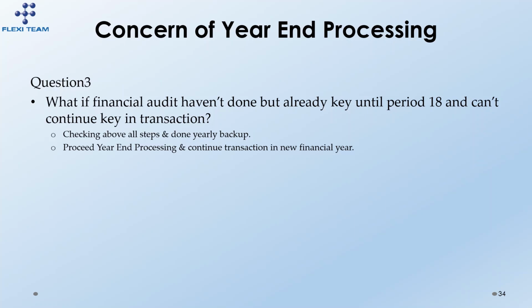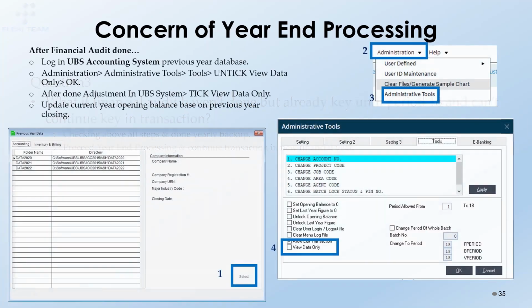After selecting, choose Administration, click Administrative Tools, select Tools, untick View Data Only, then click OK. After done adjustment in the UBS system, tick View Data Only again. After all, update the current year opening balance based on the previous year closing.